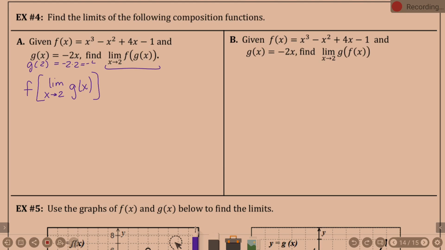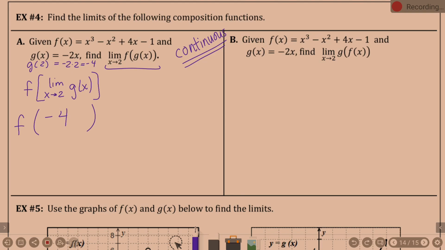And that's because the graph is continuous. If it's a graph where the equation is just continuous, you can just plug the number in to find the limit, as long as it's continuous. I know negative 2x, it's a line. So that means when I plug in 2, I'm going to get negative 4. Are we okay with that? So then you just plug in -4.